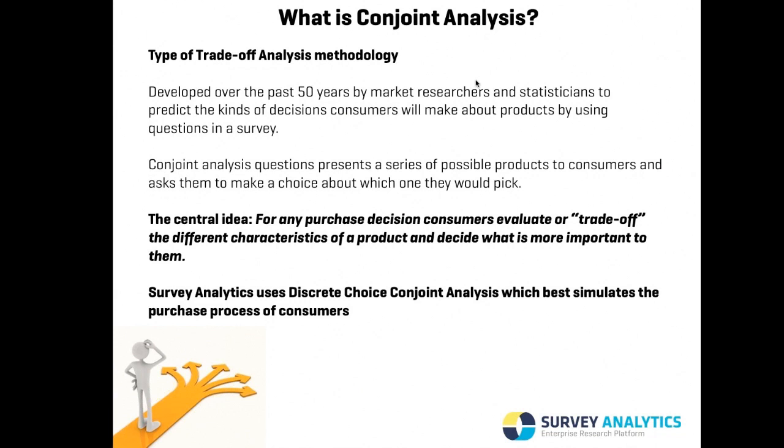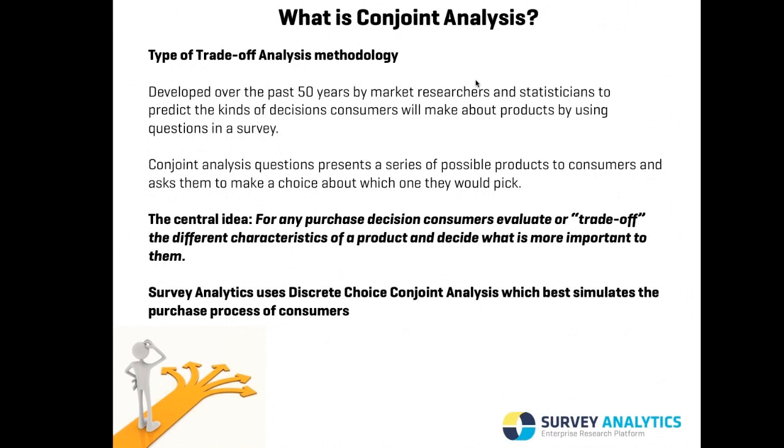But what it is, it's a way of presenting to possible consumers or your panelists a series of possible product configurations, like what kind of properties would be in a product, and asking them what they would pick. The central idea of conjoint is that for any purchase decision consumers make, they trade off. They say, well, I really want a large package size, but I don't want the price to be over $10, so I'll accept a smaller package size as long as it's $10. Or I really like the lime scent, even though it's a really small package, I'll go for the lime scent because that's really what I like the most about the product.